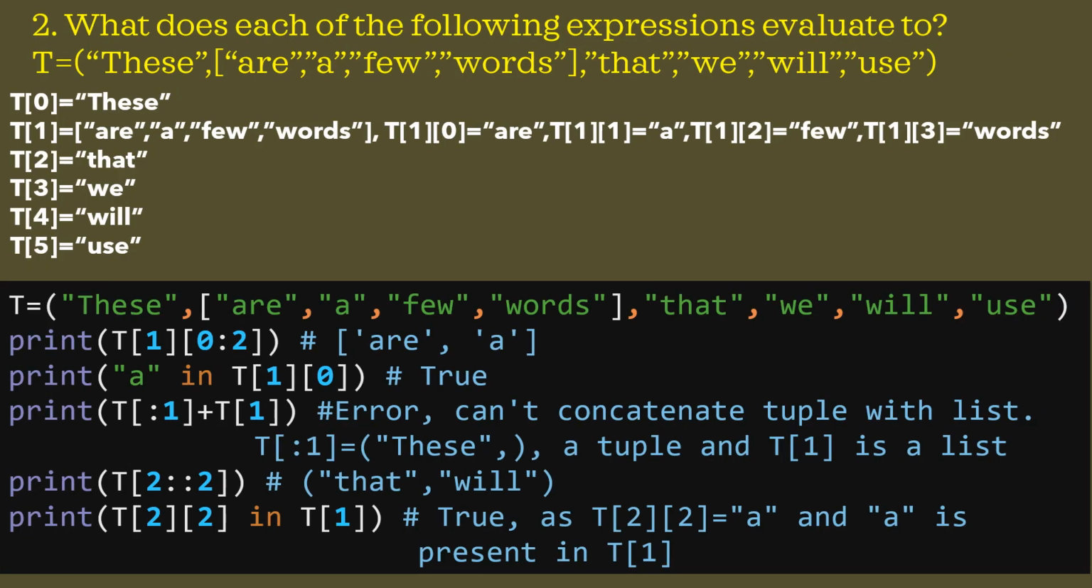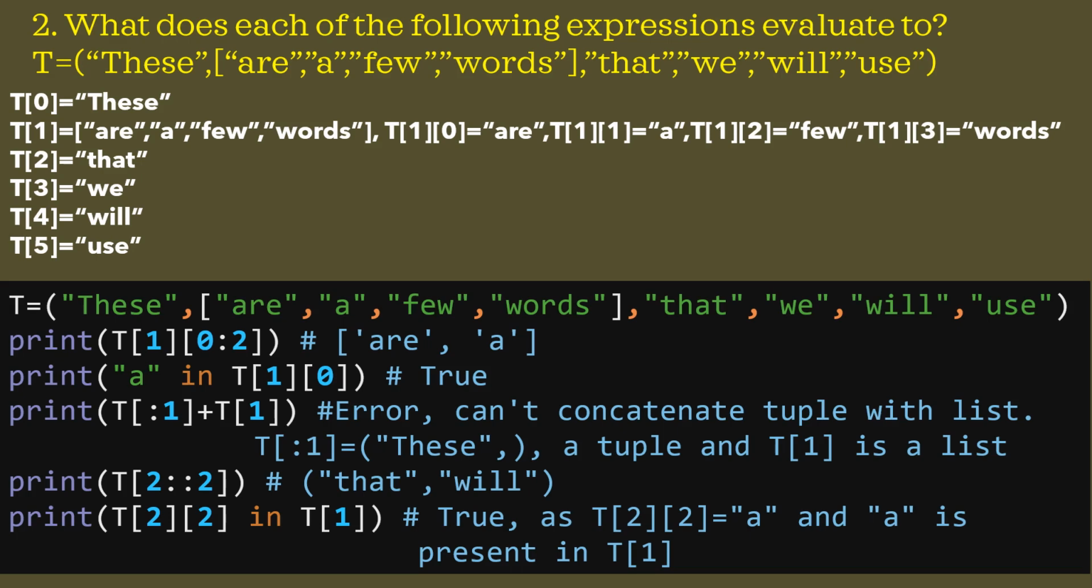Now, what does each of the following expressions evaluate to? T is a tuple with these values. First of all, it has a string, "these". Then the second value is a list containing some strings, like "are" and "few words". Then the next values of this tuple are some strings, "that", "we", "will", "use". This is how the tuple looks.